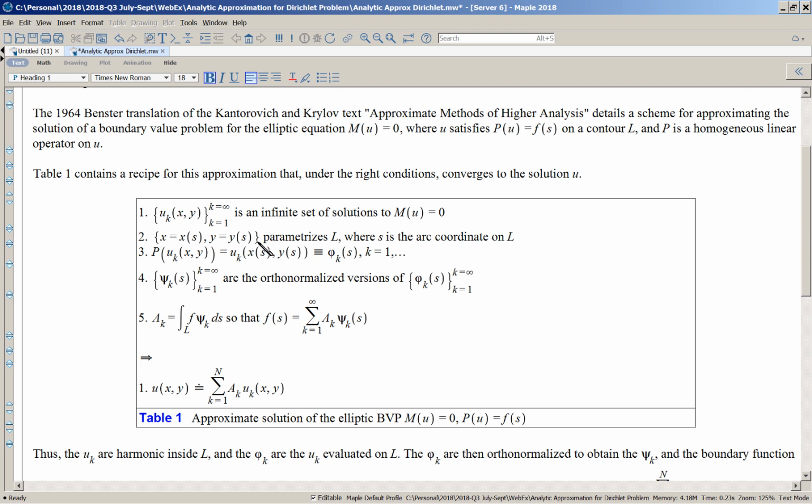Well, you parameterize the boundary, evaluate each of these harmonic functions on the boundary, and call the resulting functions of the boundary parameter phi sub k. Then orthonormalize those functions, called the orthonormalized version psi sub k.